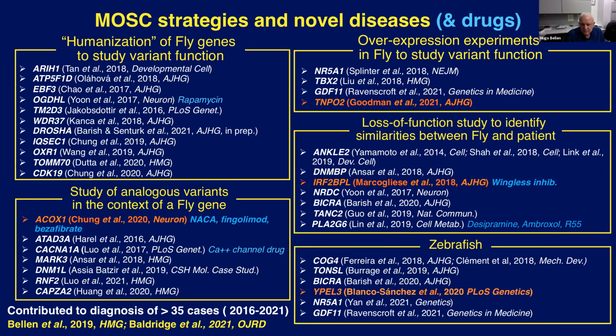The other cases are a little bit more tricky, and the first one that I'll cover is ACOX1, where we studied the variant in the fruit fly and tried to understand the molecular mechanisms that are at the root of this disease. I'll briefly talk about an overexpression strategy in the fly to show you how we can use overexpression experiments to determine the nature of the allele. I'll talk about loss of function studies to identify similarities between the fly and the patient using IRF2BPL.